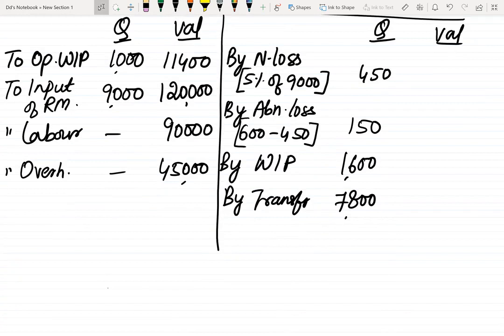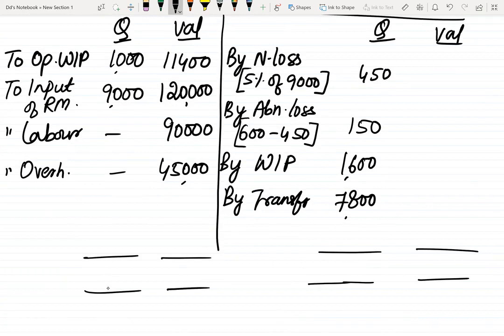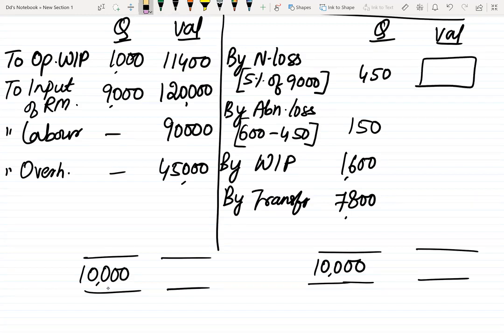Let us first see whether the quantity numbers are matching. It should match because you have already taken even the abnormal loss. There can't be abnormal gain in the same ledger; there can't be both. So 450 plus 150 plus 1600 plus 7800, yes, 10,000. Right. Then I need the value numbers.